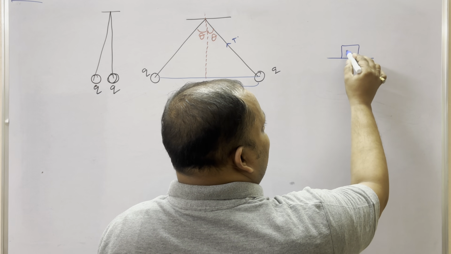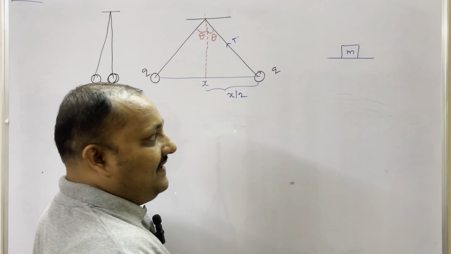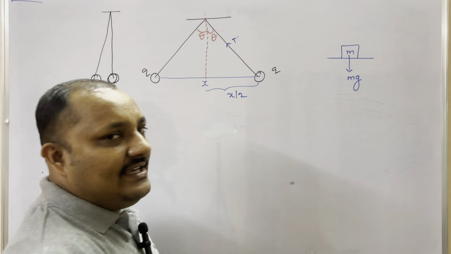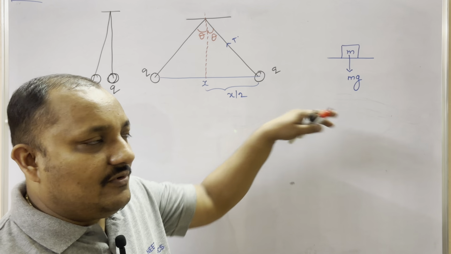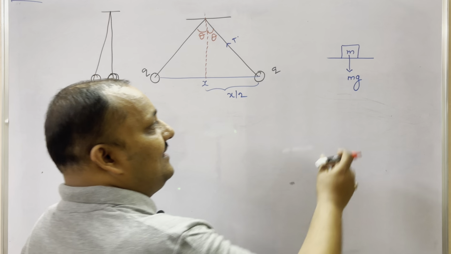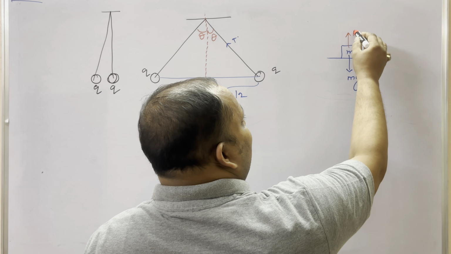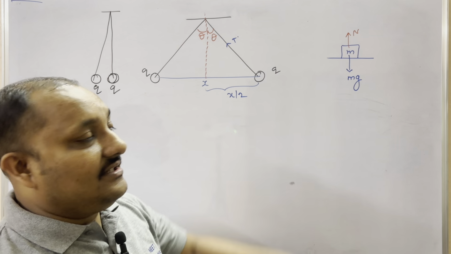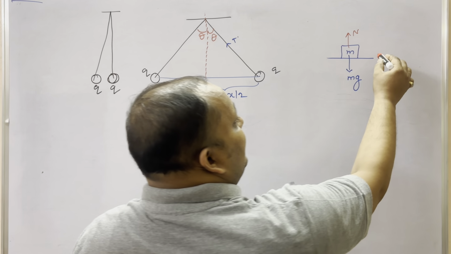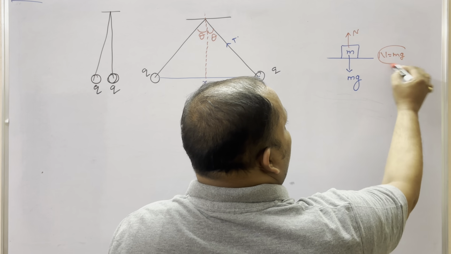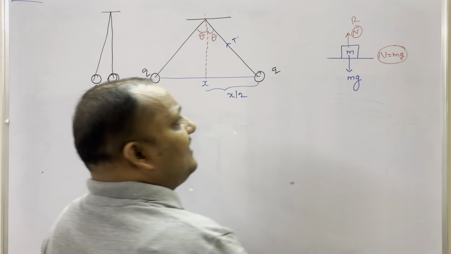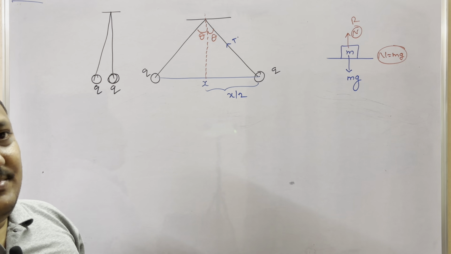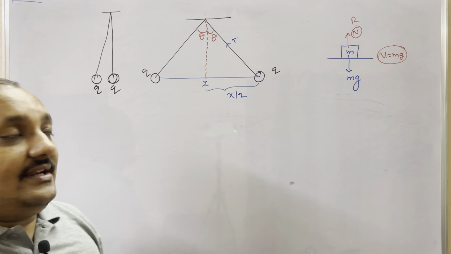If any object is placed on a horizontal surface, then what is the gravitational force direction? Weight is always acting downwards towards the center of the earth. Then to balance this, the surface will act with an opposite reactive force in the upward direction, that is normal reaction. So always N is going to be equal to mg. Normal reaction is always equal to the weight of the object if the object is at rest.